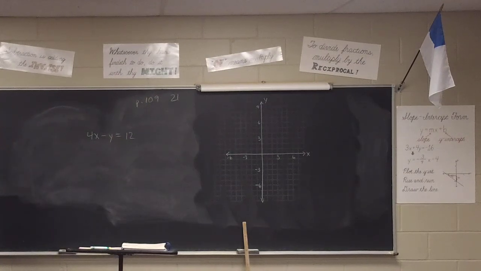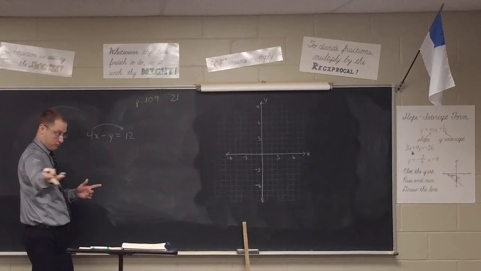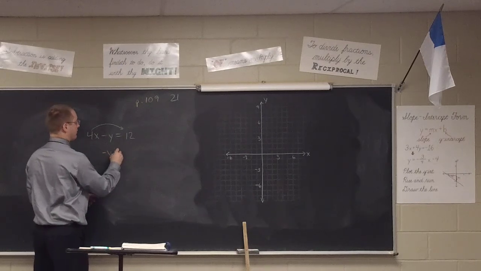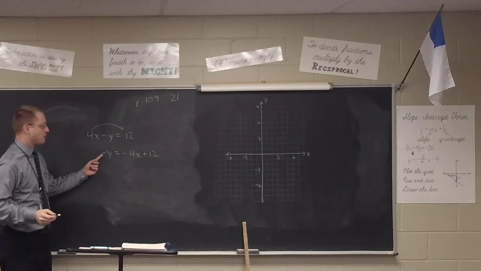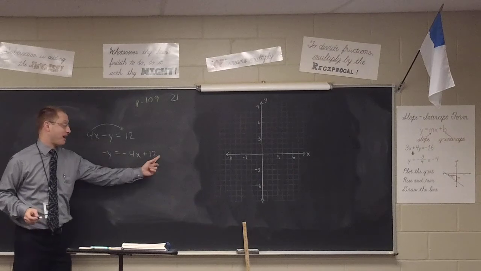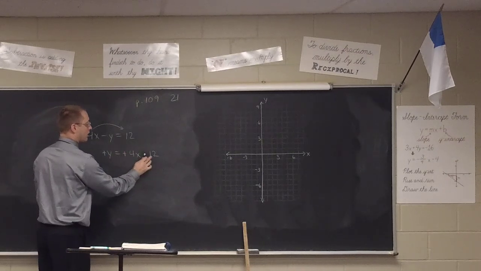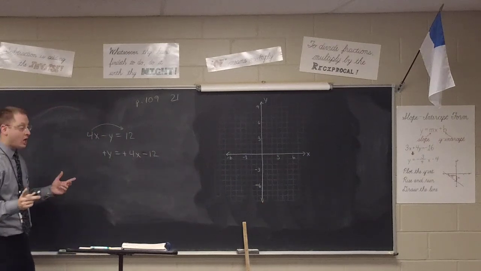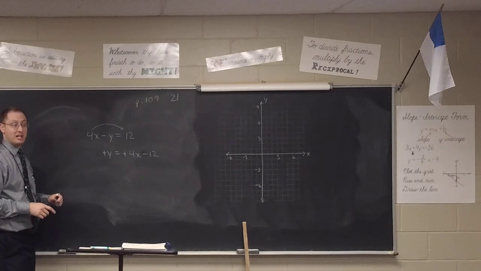Now here we've got just a little bit of an issue here, class. The y is negative. So if I move the 4x over as a negative, to get negative y equals negative 4x positive 12, how do I get rid of this? Divide everything by a negative, right? Or essentially change all the signs. What's another option? What if we didn't want to have to do that? What's another way to get the y by itself?